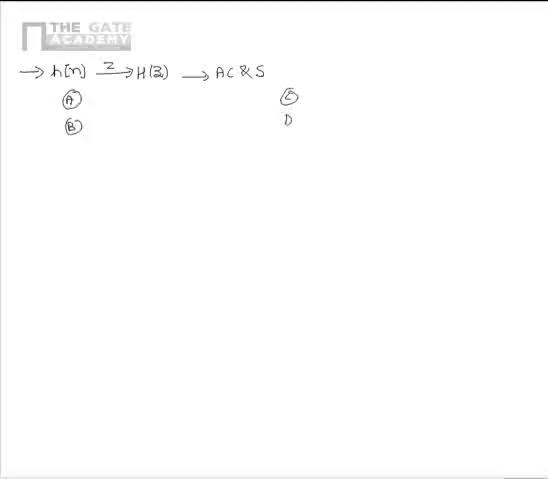Here the option A corresponds to the ROC mod z greater than 2. Option B corresponds to mod z greater than half. Option C corresponds to mod z less than 3. Option D corresponds to mod z less than 1 by 3. If we consider the option A, the system would be causal and unstable. So this is not the correct option.